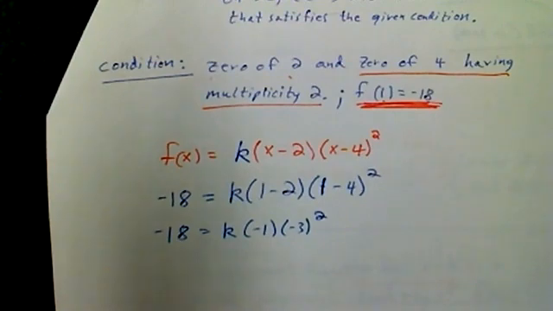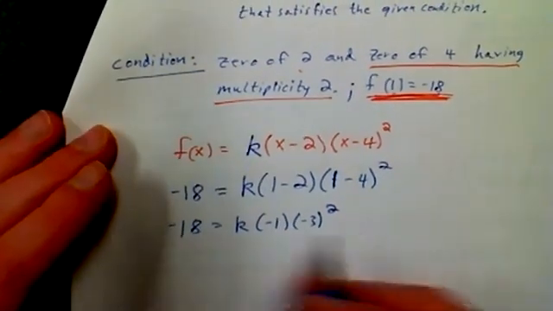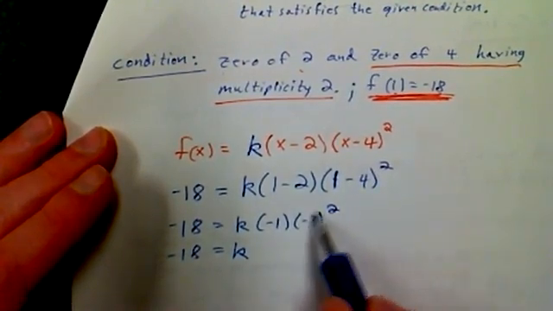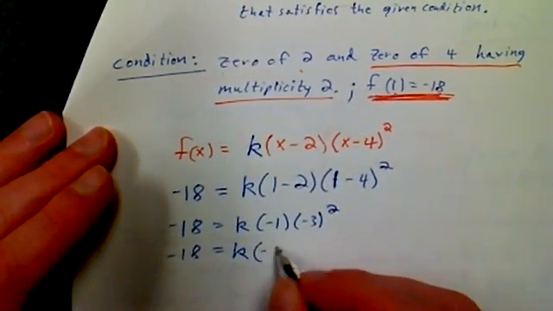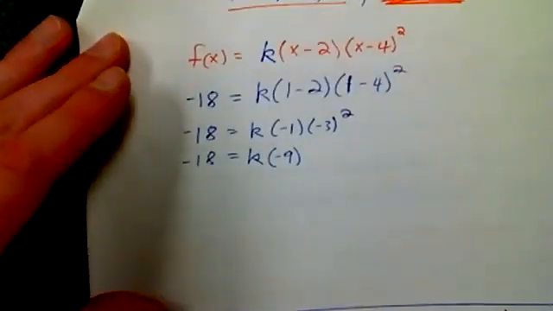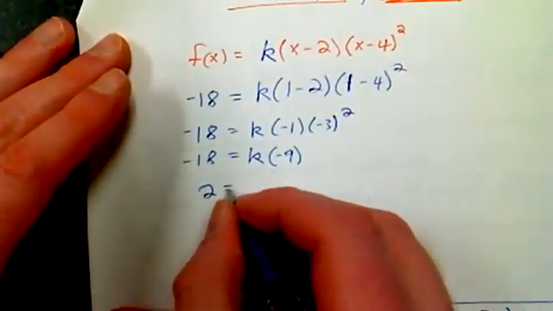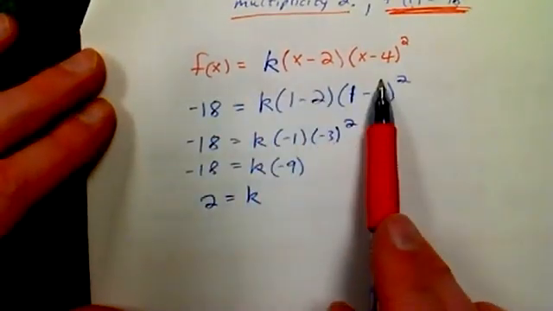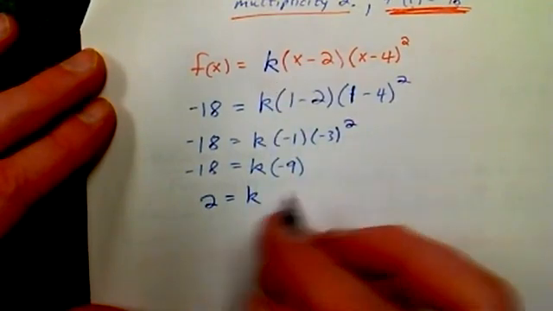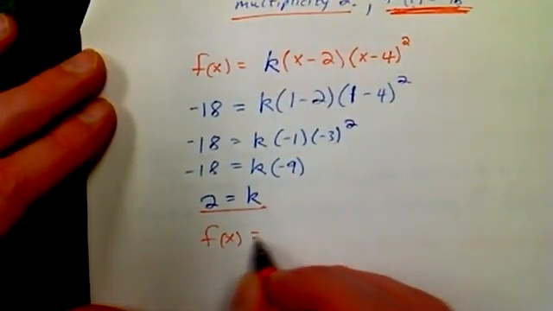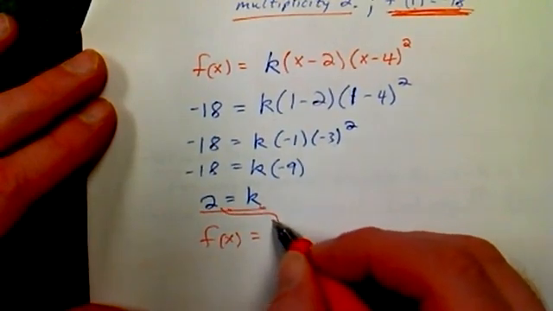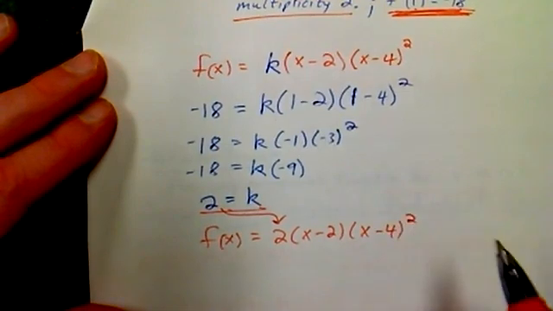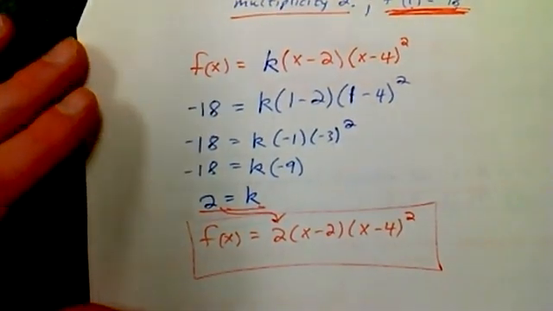As we go, let's see what we got here. We got -18 equals k times -3 squared, that's 9, times -1. I guess that's k times -9. Divide both sides by -9, and we get 2 is equal to k. So we almost had our answer here. We just needed to know what k is. Now I know what k is. F of x equals this k value of 2 times x minus 2 times x minus 4 quantity squared. And we are good to go.